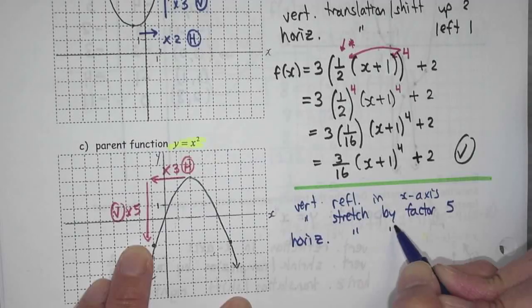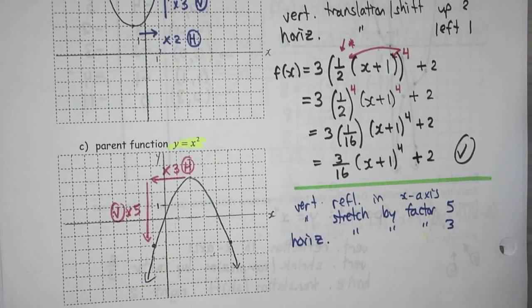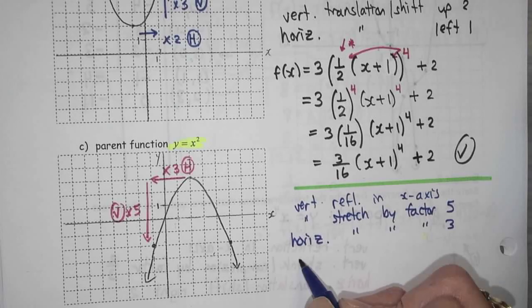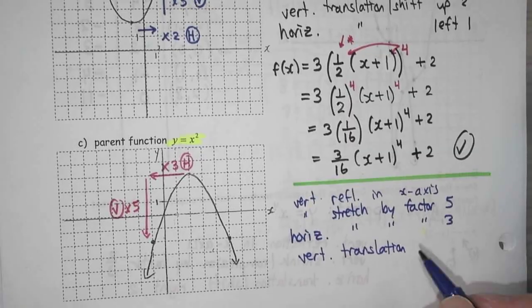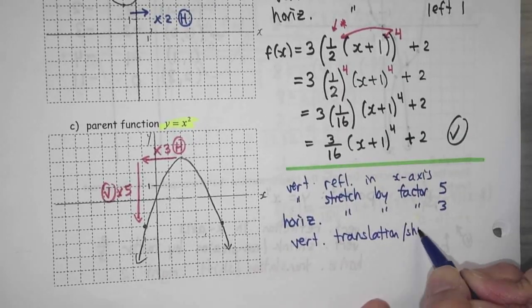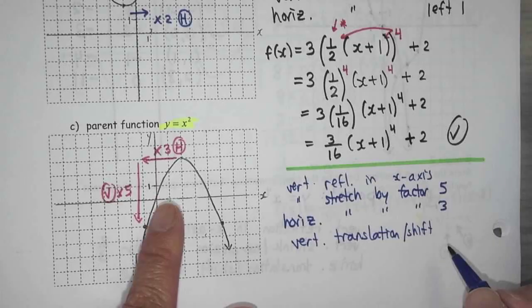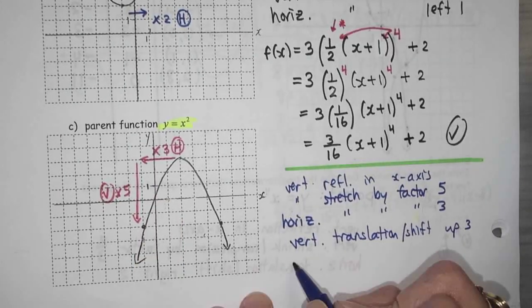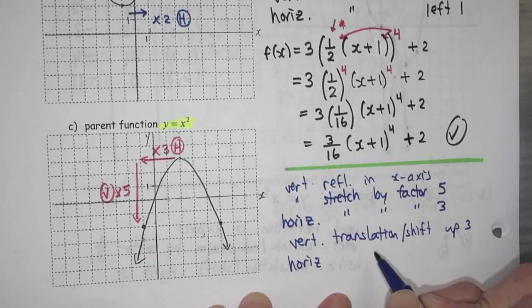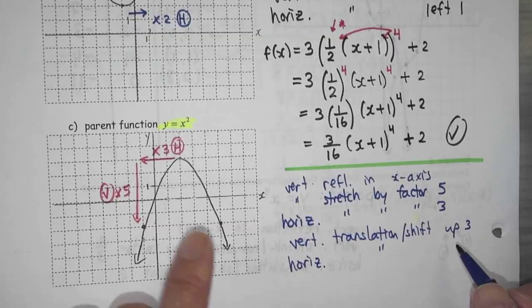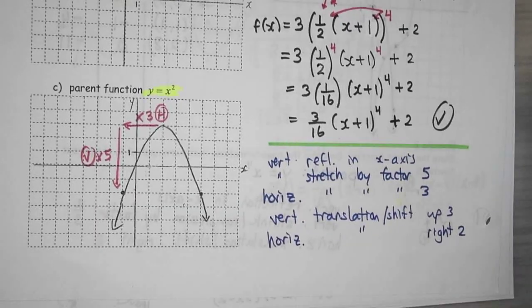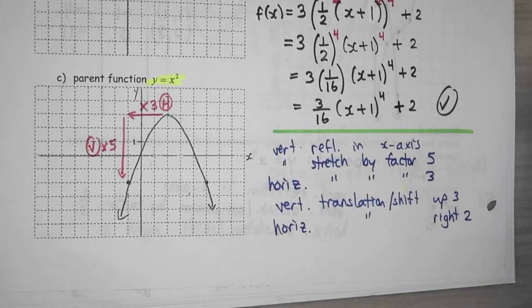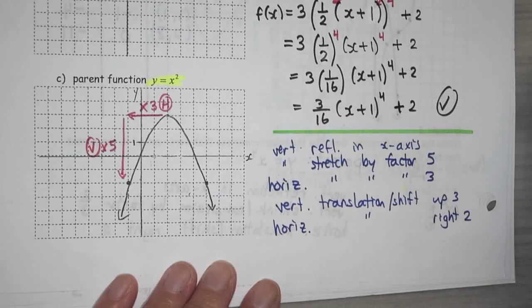Horizontal, stretch by a factor of 3. And what else? Vertical translation or shift. And it's going to be up 3, and horizontal translation, and that'll be right 2. Did I make any mistakes this time? Keep making mistakes today. I didn't leave a lot of room.